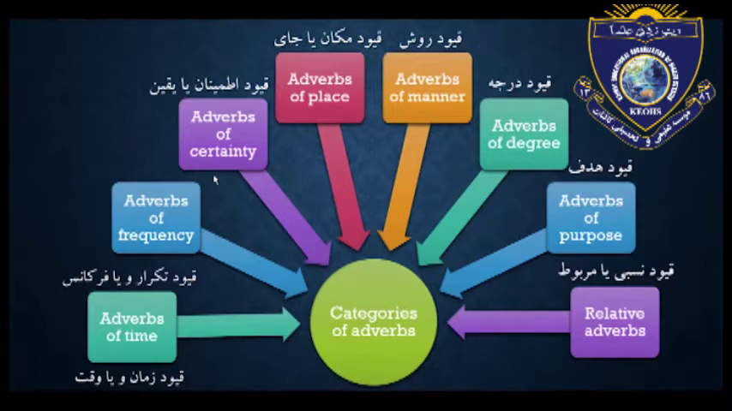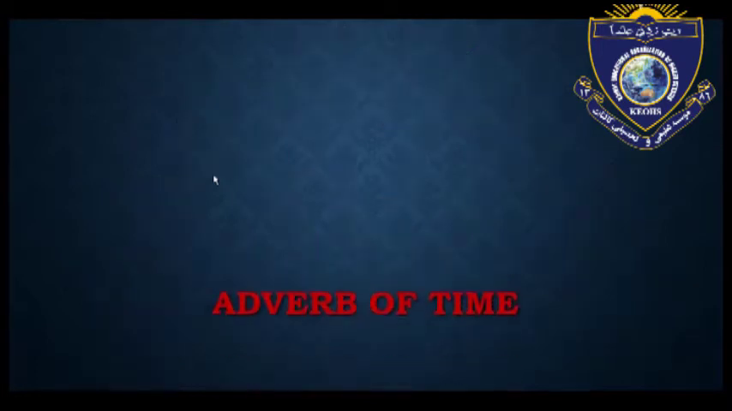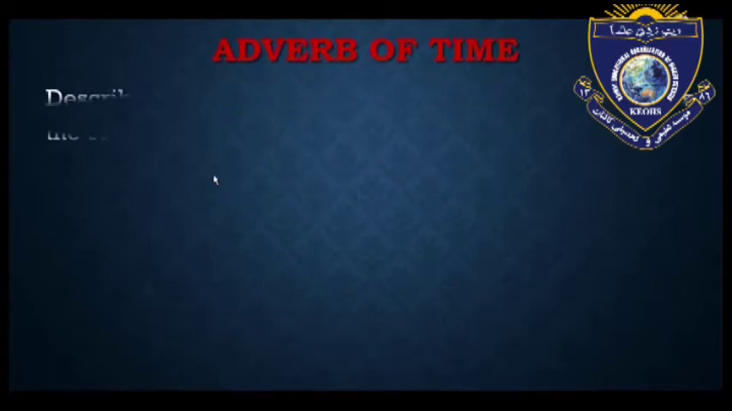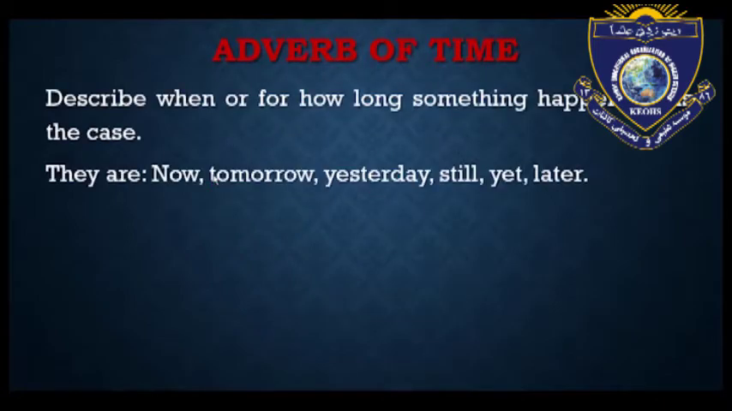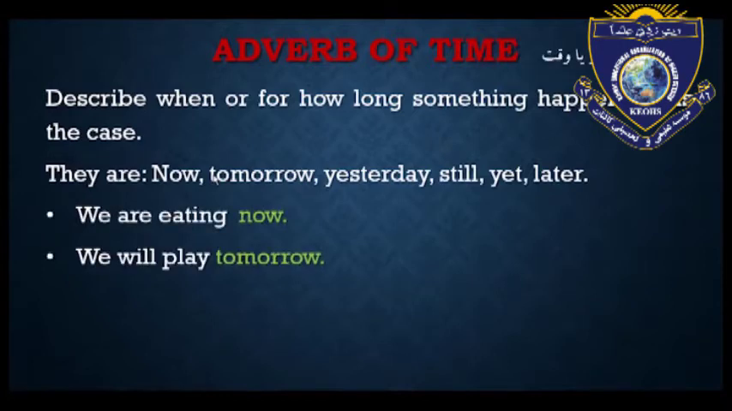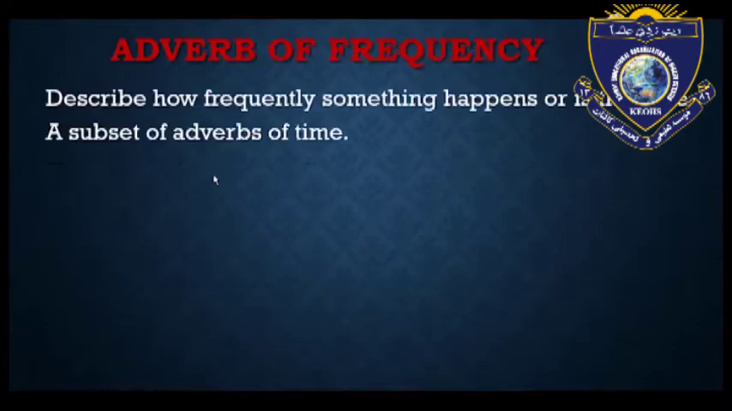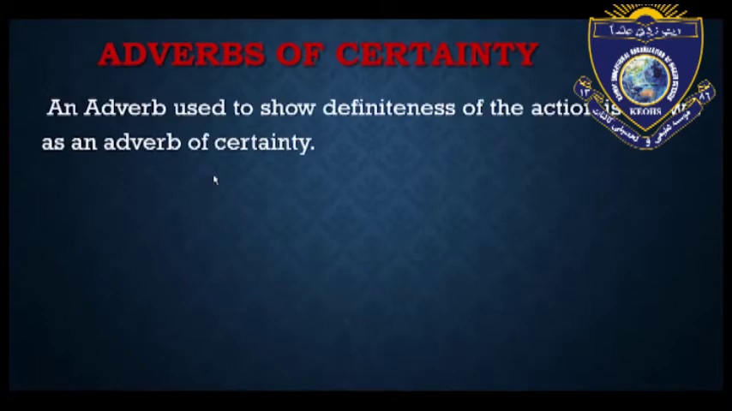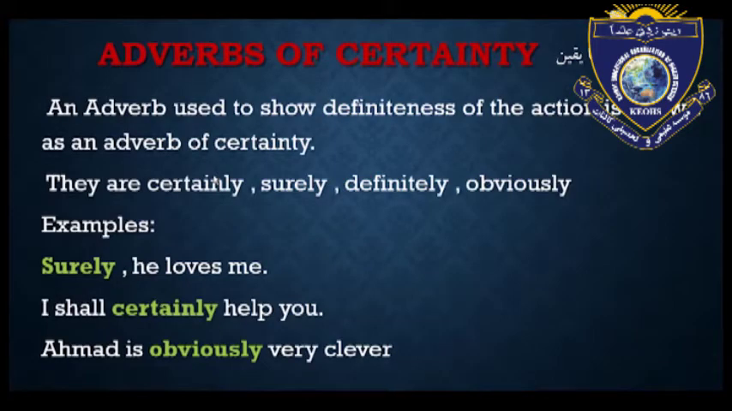Before we start our lesson, I have to tell you something: when you're talking about something, you have to know the definition of it. After that, you can make more examples about it. First of all, you should know the definition of adverbs of certainty. What is an adverb of certainty? An adverb used to show definiteness or sureness of the action is known as an adverb of certainty.